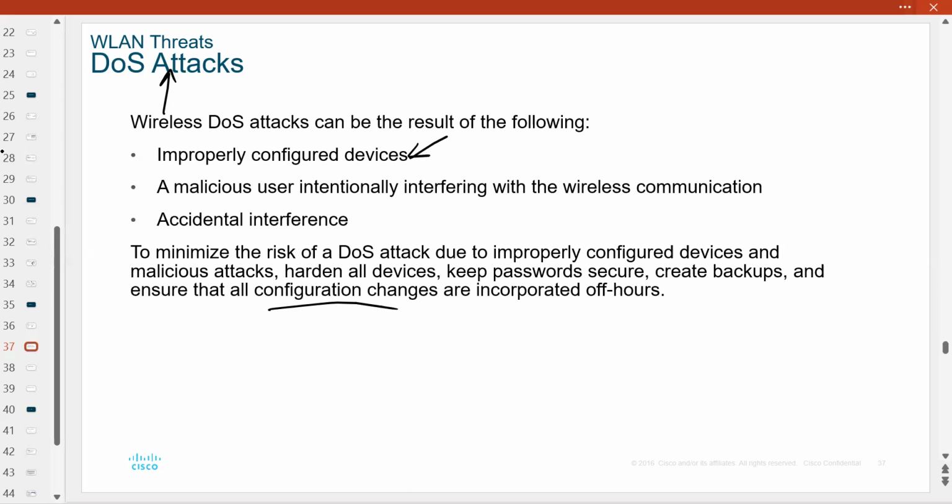During the day, network changes can disrupt the network. That's a denial of service as well. That's a DOS attack. It's not always a malicious user or external user who attacks the network. It could be inside the organization. Changes to the network can lead to a DOS attack.